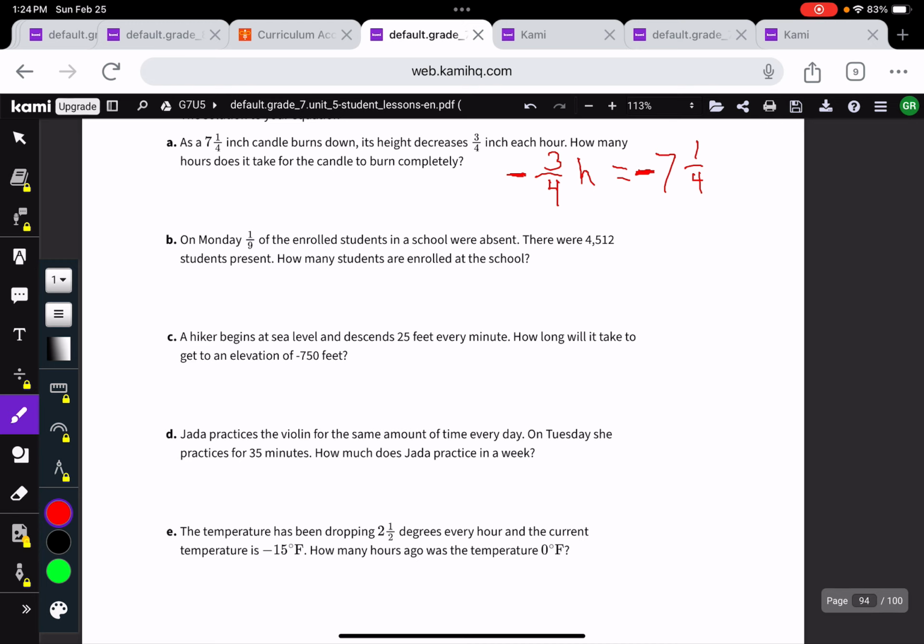So how would I solve this? Well, it's a multiplying problem. I got a negative 3/4 times who knows how many hours. But after 1 hour, that'd be taking away 3/4 of an inch. 2 hours would be 6/4. Well, in order to solve this, it's a multiplication problem. I need to multiply by its inverse. I need to take this negative 7 1/4.